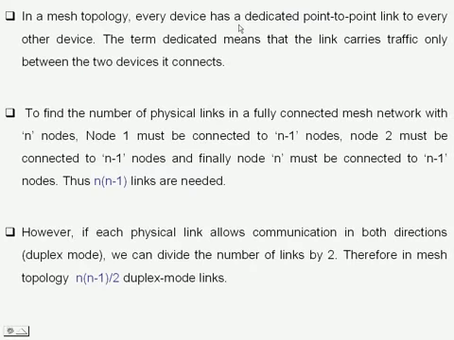In a mesh topology, every device has a dedicated point-to-point link to every other device. The term dedicated means that the link carries traffic only between the two devices it connects. To find the number of physical links in a fully connected mesh network with n nodes, node 1 must be connected to n-1 nodes, node 2 must be connected to n-1 nodes, and finally node n must be connected to n-1 nodes. Thus, n(n-1) links are needed. However, if each physical link allows communication in both directions, duplex mode, we can divide the number of links by 2. Therefore, in mesh topology, n(n-1)/2 duplex mode links are needed.